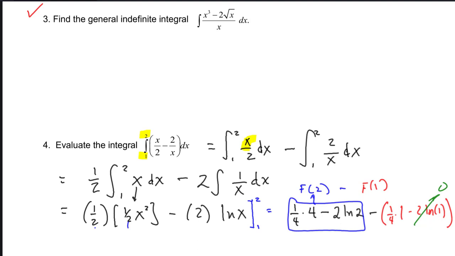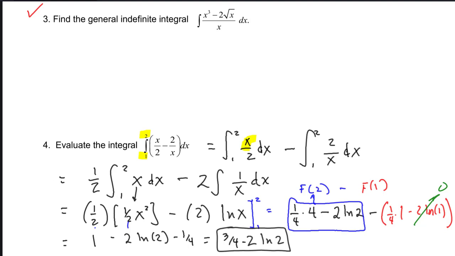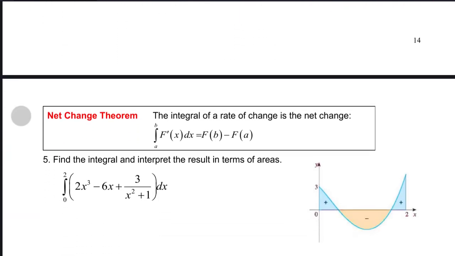1/4 times 4 equals 1 minus 2 ln of 2 minus 1/4, and I've got 2 constants in there, so I can subtract the 1/4 from the 1, and I'll get 3/4 minus 2 natural log of 2. There's my exact value. And this would be the area under a curve. Now it's an unusual curve, but there we found it. All right. You can pause and kind of work through the steps, maybe rewind and try to do it by yourself without looking. That would be a good study strategy. But let's go on to the next page.